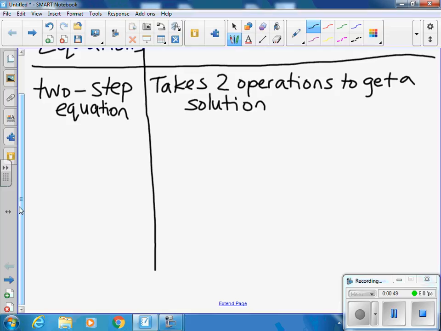All right, so the next part of your notes is literally just going to be a bunch of different varieties of examples to show you all the different types of two-step equations that are out there, and to hopefully point out some things along the way that will help you get them right.